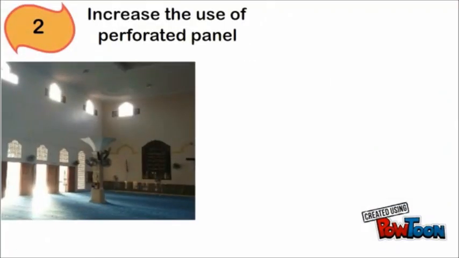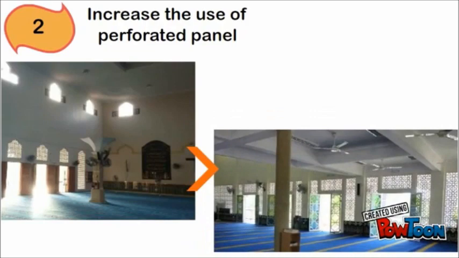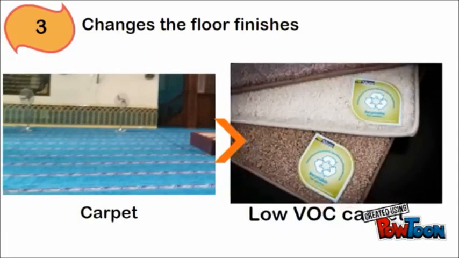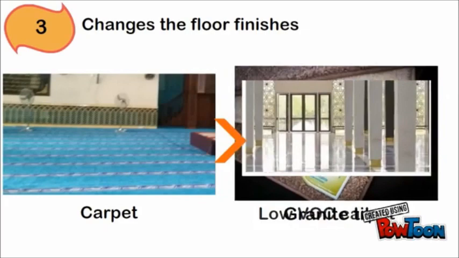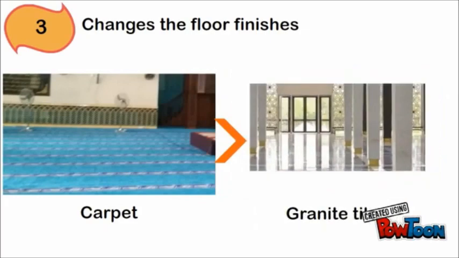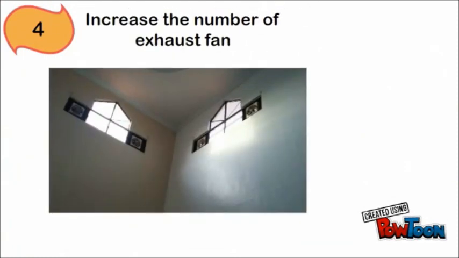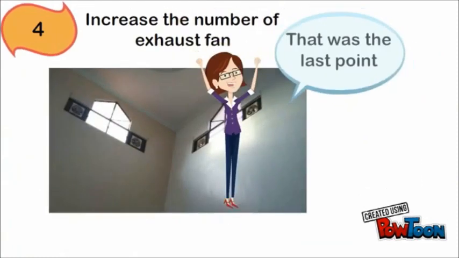The second recommendation is to increase the use of perforated panels, which function as a shaft that can help bring the ventilation into the prayer area. The third recommendation is making changes to floor finishes, by choosing low VOC carpet or replacing the finishes with granite tiles that may help cool the temperature of the floor surfaces. And the last recommendation is increasing the number of exhaust vents for more active air circulation from indoor to outdoor.